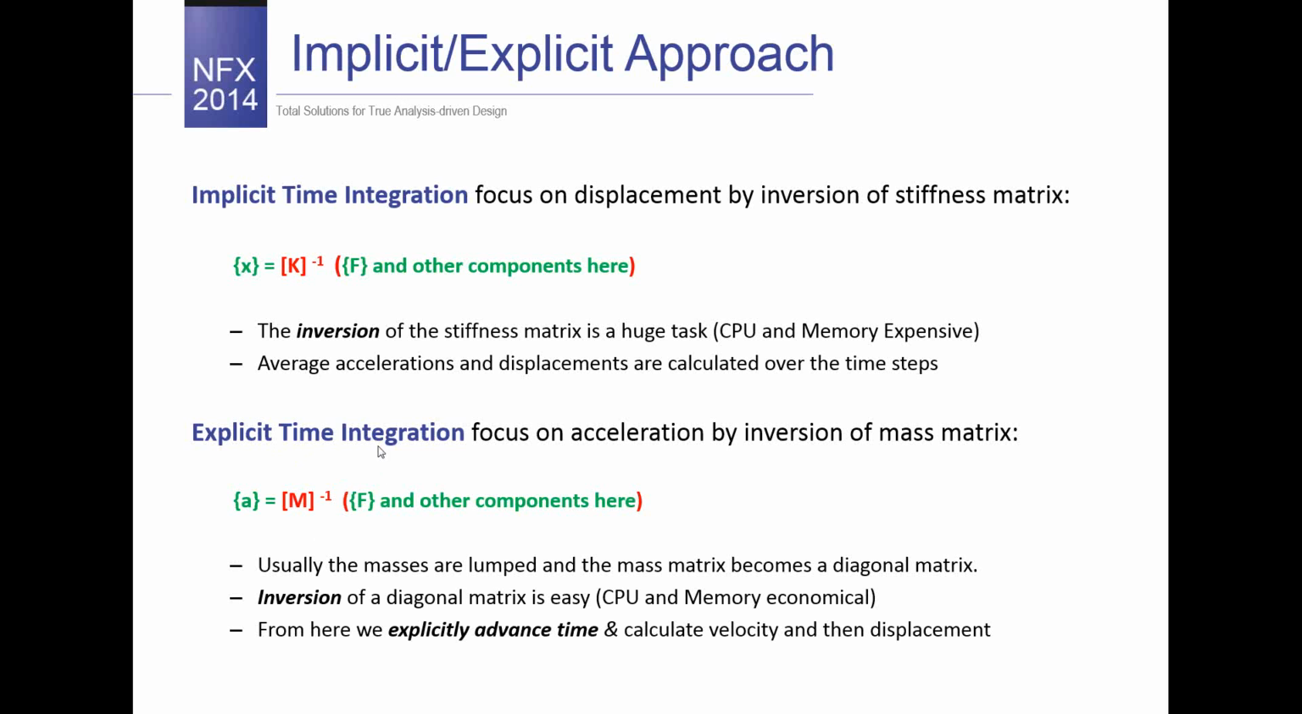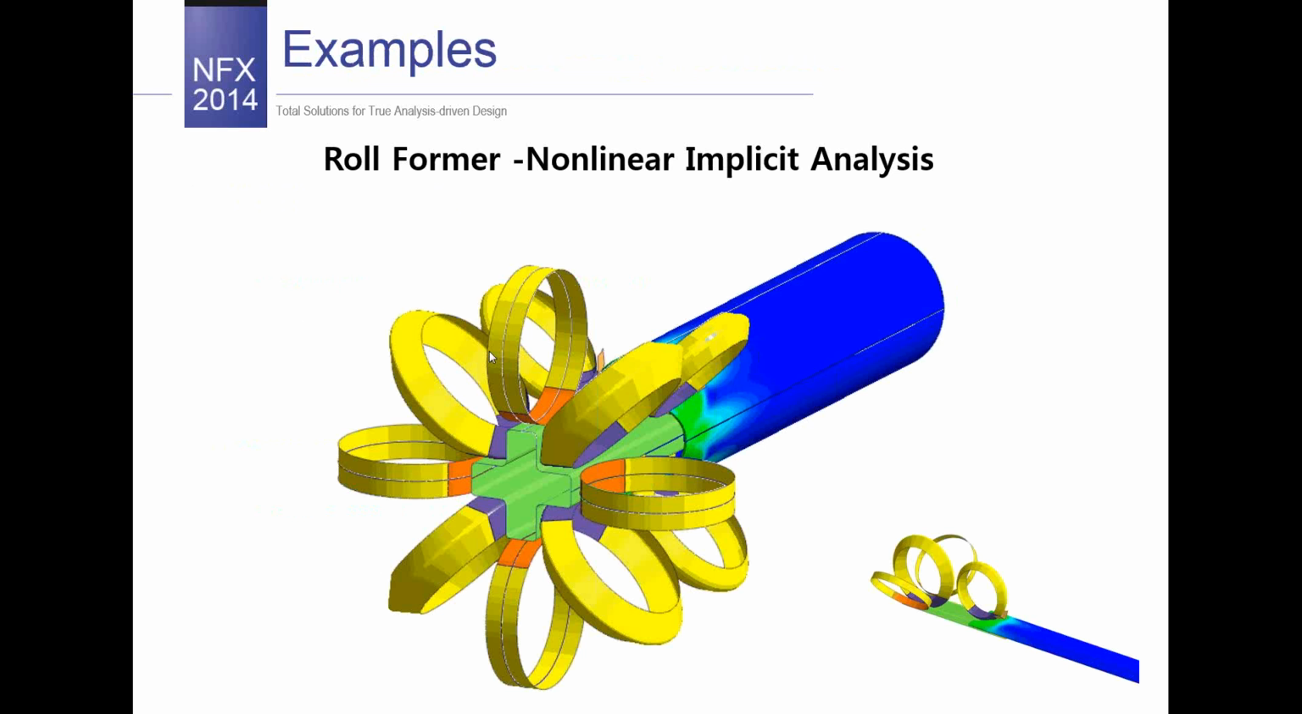And explicit time integration is a method which focuses on acceleration, and you know this equation from Newton's second rule for the dynamics. So this time the mass matrix is inverted, and this is much easier for your CPU and for your memory. That's why we have a lot of advantages, and the calculation can be obtained much faster. So this is the difference between these two approaches.